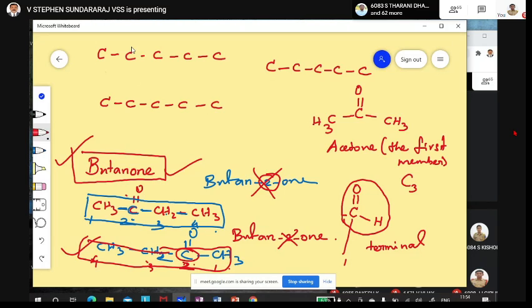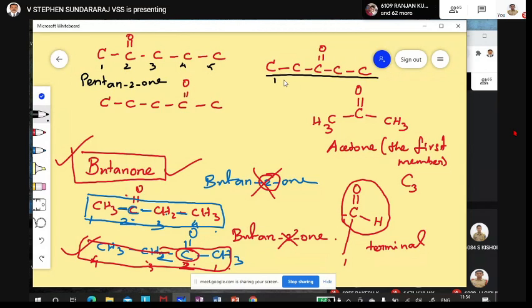So here the question is what? 1 double bond O here. Another one, 1 double bond O here. Another one, 1 double bond O here. So what is the name of this? See, this is 1, 2, 3, 4, 5, so this is pentane, 2, 1, pentan-2-one. What is the name of this? 1, 2, 3, 4, 5. That means pentane, 3, 1, pentan-3-one. So both are different. These two are not equal.